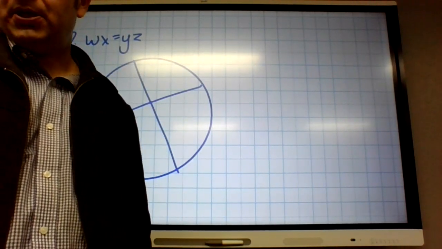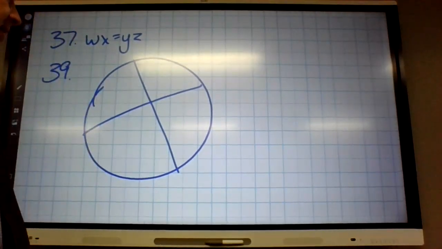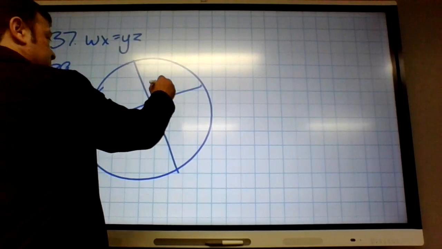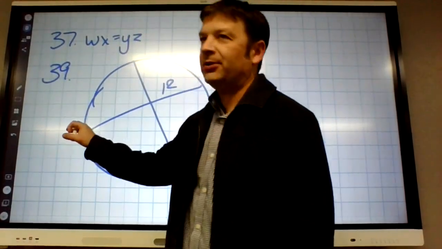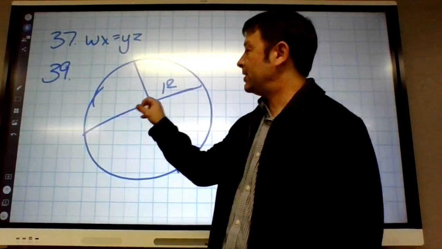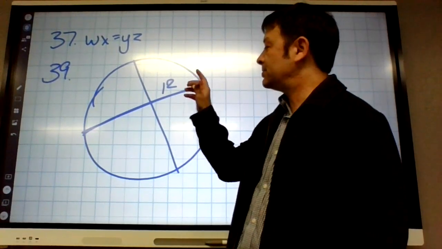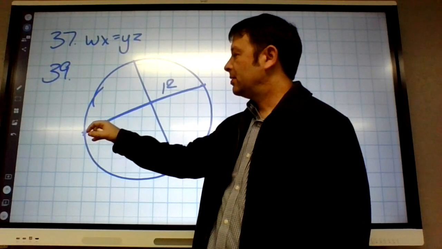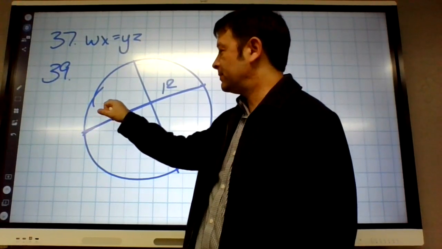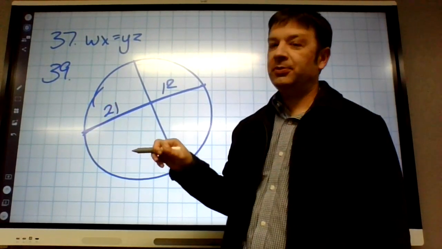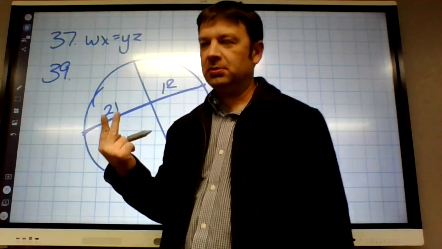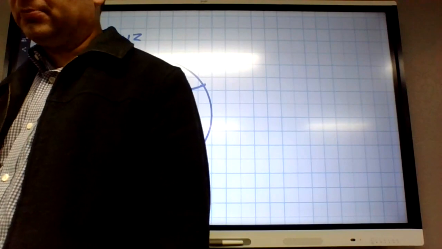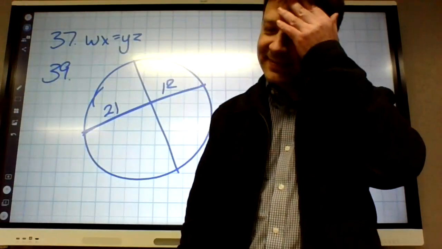Okay, DB is 30. They say on 39 that BE is 12. That's this one right here. And they said the whole thing is 33. So how do I find that? 33 minus 12. Yeah. You and Whitley both do that backwards. Yeah, math dyslexia. That's basically what I'm saying.